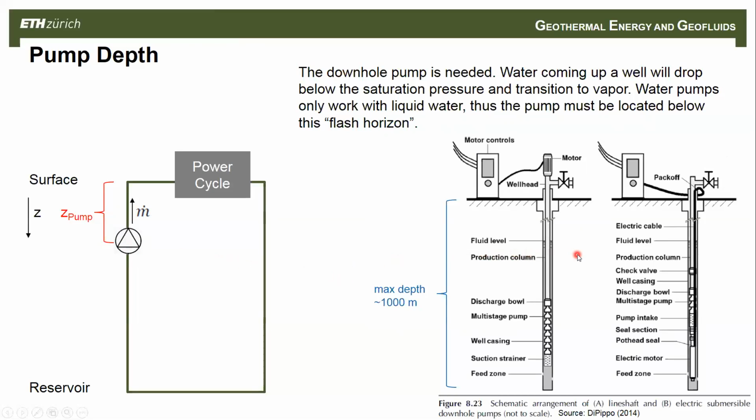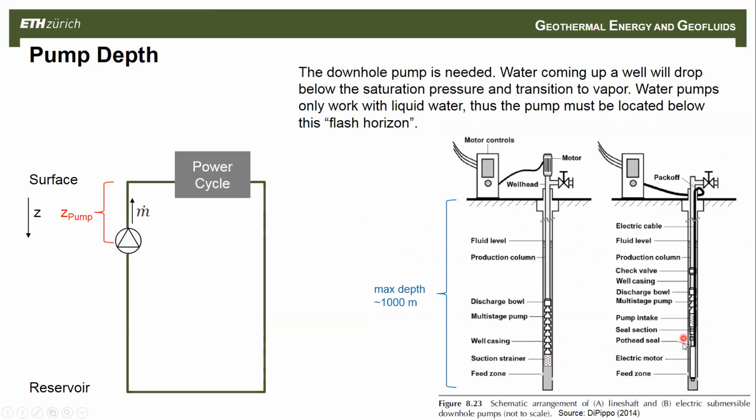There's sort of two examples here of downhole pumps. This is from DPIPO again. Basically, you have a motor at the surface, you have your well, and then the pump is down here. It's a mechanical pump, and just a metal shaft connects the motor to the downhole pump. And these things can be 0.5 kilometer to 1 kilometer deep. And this is the mechanical pump.